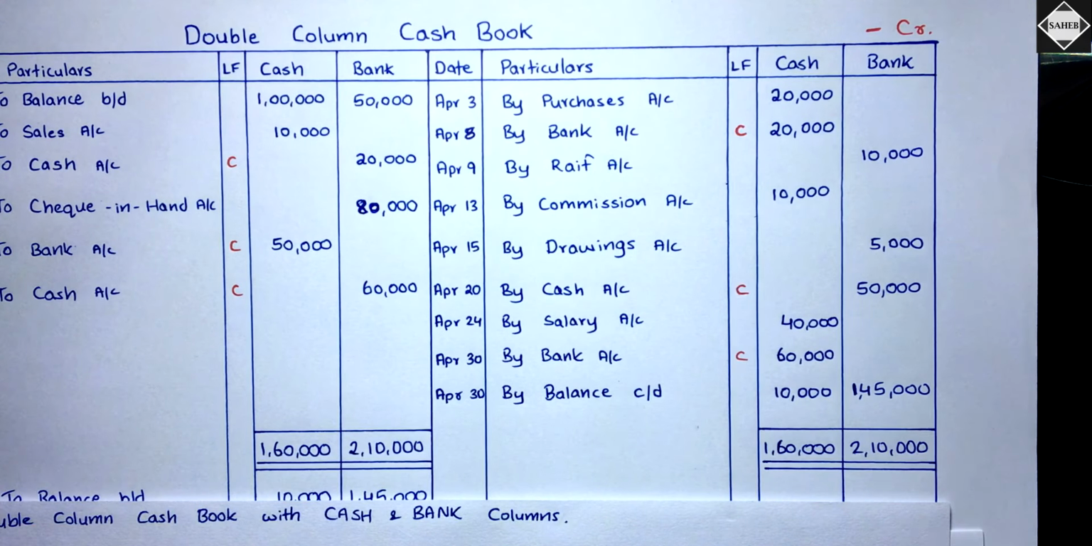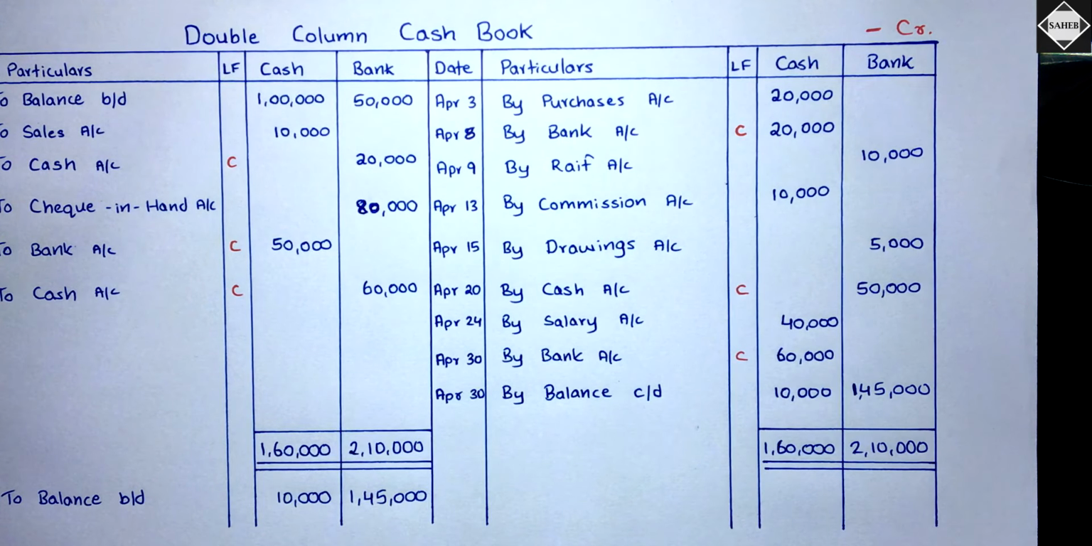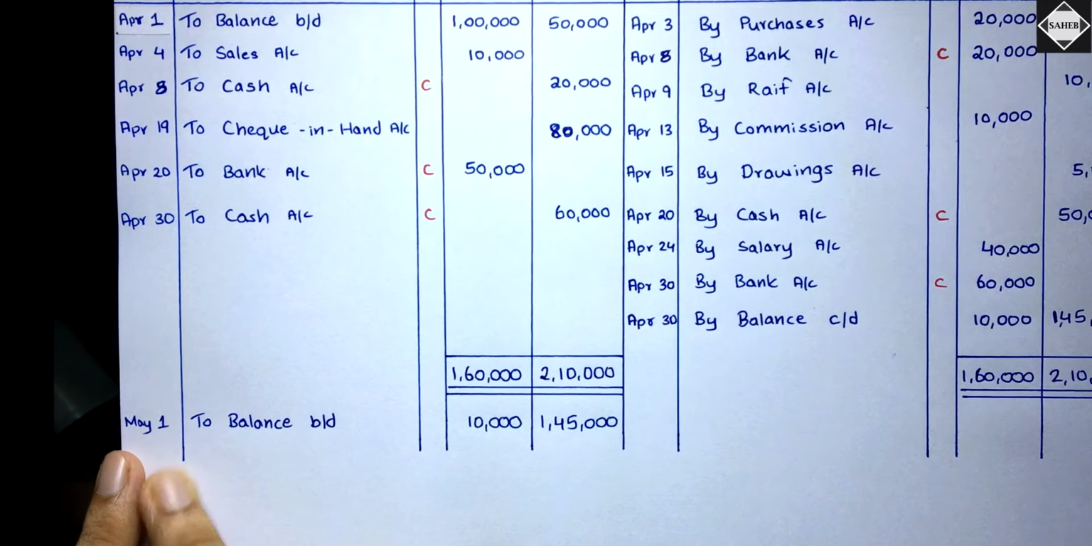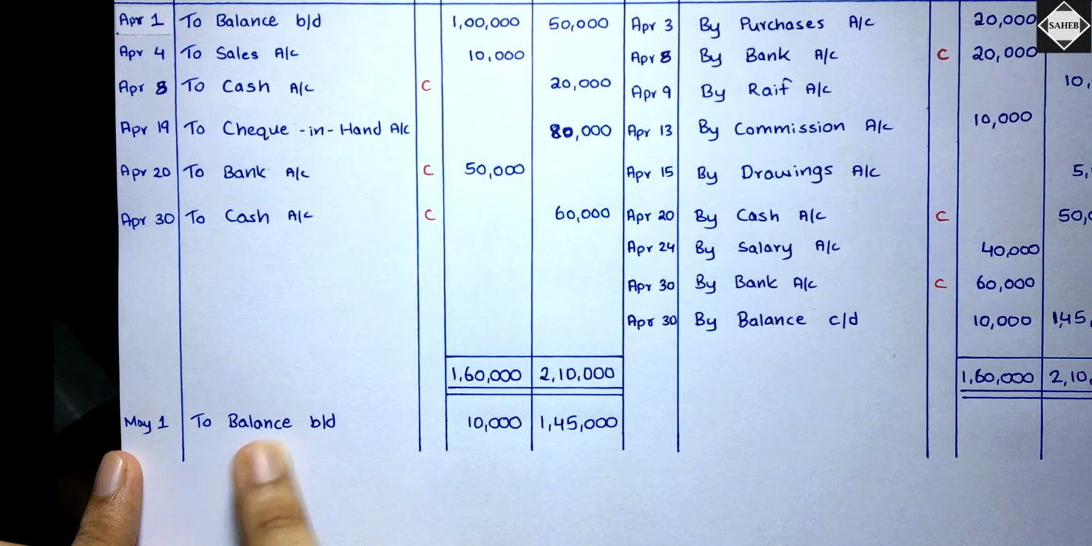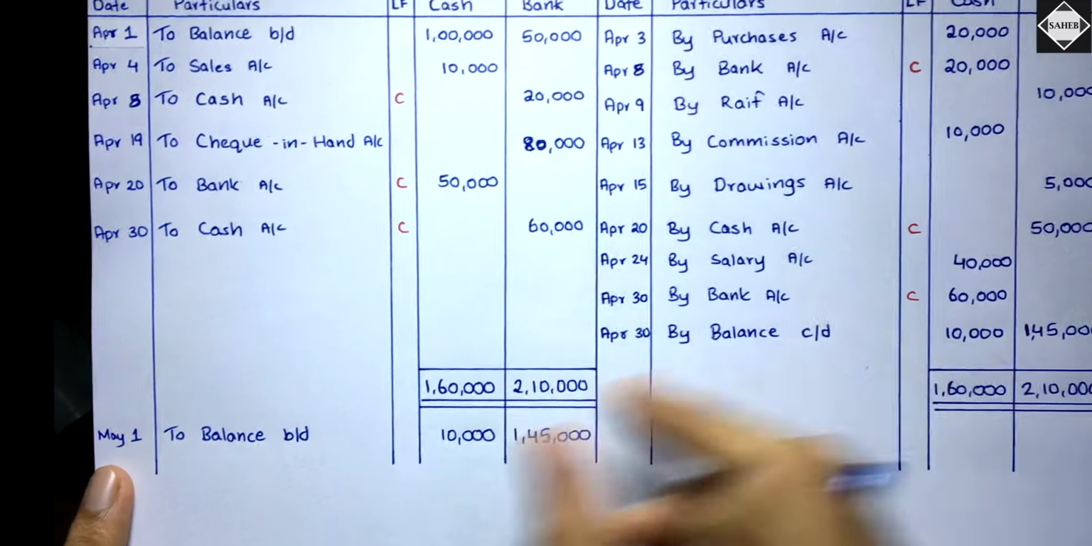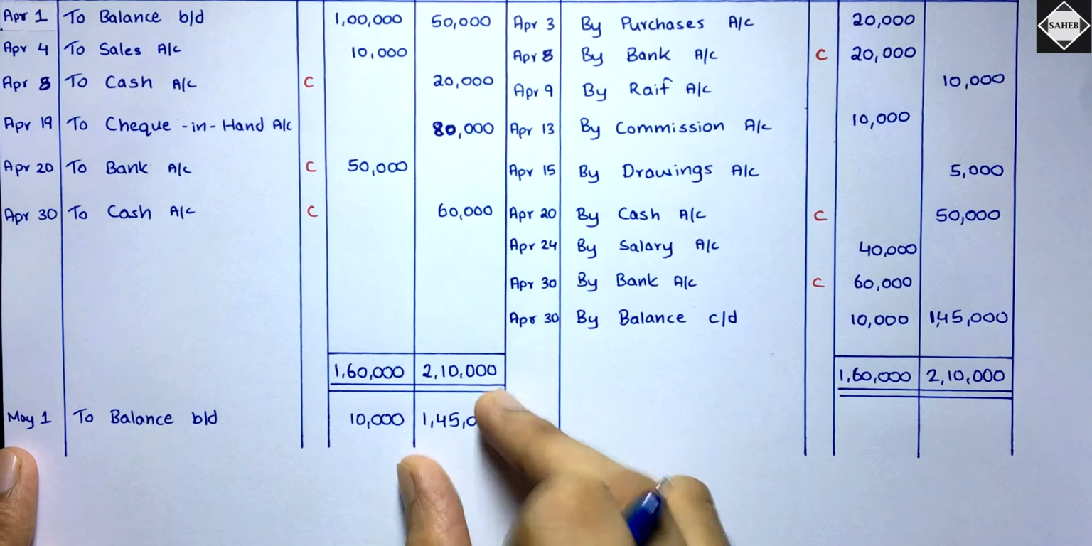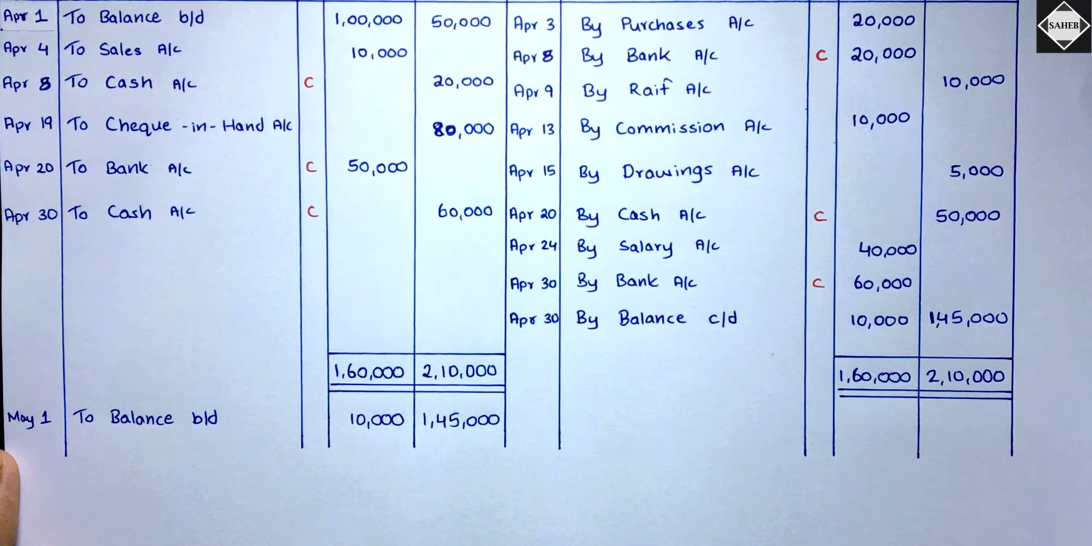Done. Now what you have to do, you have to carry forward this balance to the next day, that is 1st May, the next accounting period, to balance brought down. This 10,000 will come over here and this 1,45,000 will come over here. This is how you have to do this. Is that clear? Easy, right?